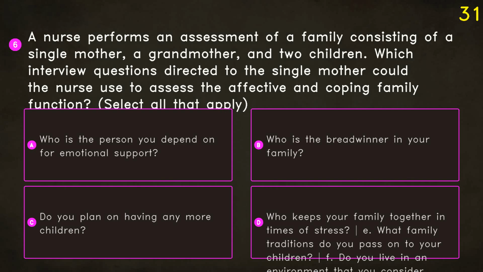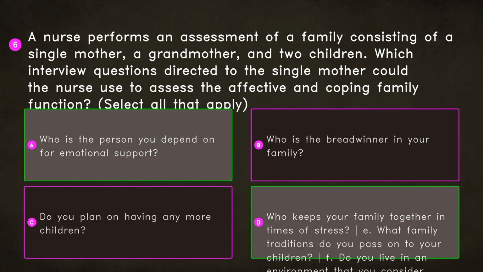Question 6. A nurse performs an assessment of a family consisting of a single mother, a grandmother, and 2 children. Which interview questions directed to the single mother could the nurse use to assess the effective and coping family function? Select all that apply. A. Who is the person you depend on for emotional support? B. Who is the breadwinner in your family? C. Do you plan on having any more children? D. Who keeps your family together in times of stress? E. What family traditions do you pass on to your children? F. Do you live in an environment that you consider safe?